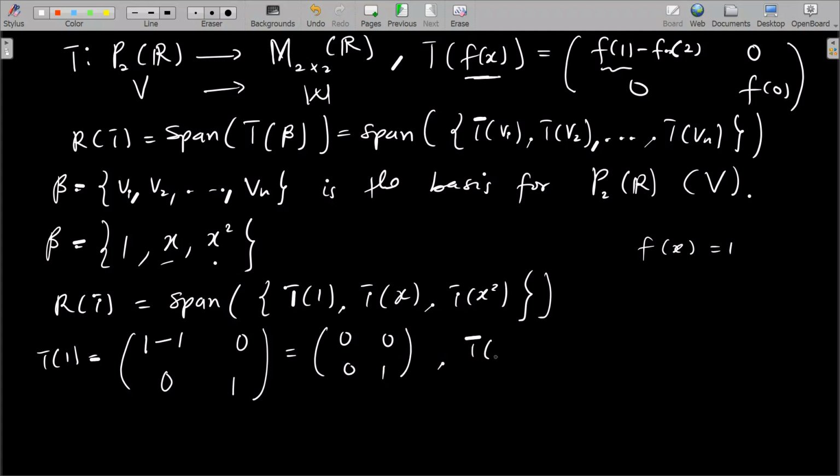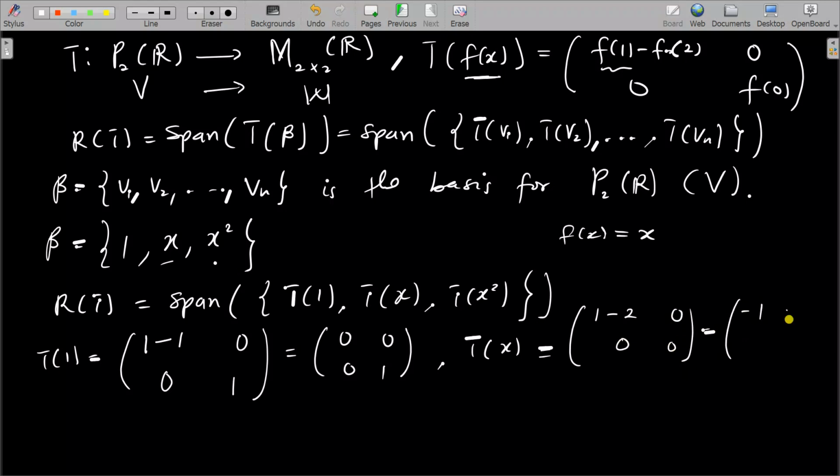Now what is t of x? Here for t of x, f of x is equal to what? F of x will be equal to x, right? So for t of x, f of x is equal to x. So let me just write it well. So what is f of 1? For f of x equals x, f of 1 is 1, so you put in 1 here, minus f of 2, which is 2, and 0, 0, f of 0, that is 0. And this is going to give me negative 1, 0, 0, 0.